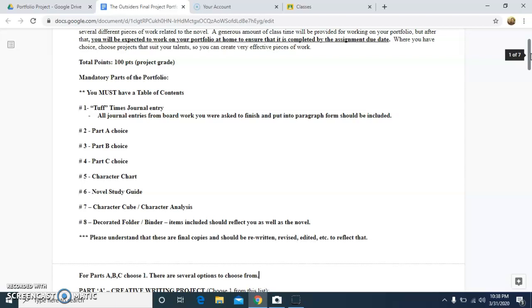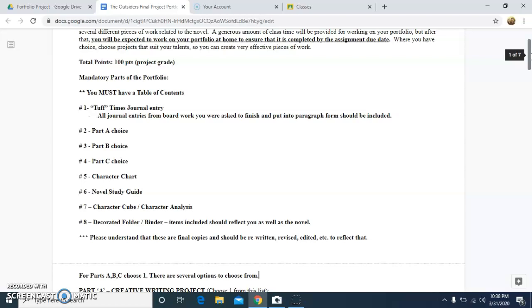You also need to have your tough time journal entries. Now, we've already seen this before. Actually, you've already done two of them, or you're working on two of them for this week's homework. All journal entries that we start, for example, we started tough time journal entry number one from board work, we're going to ask you to finish that and put that into paragraph form.